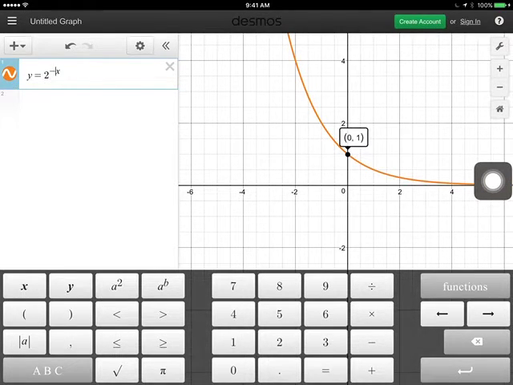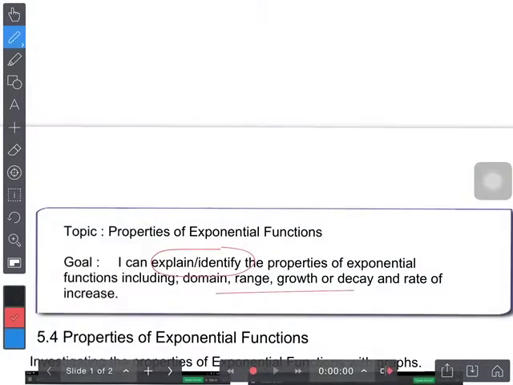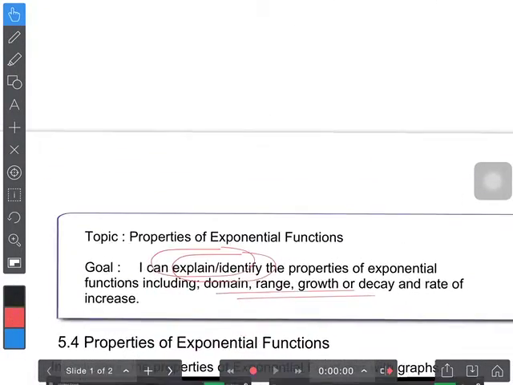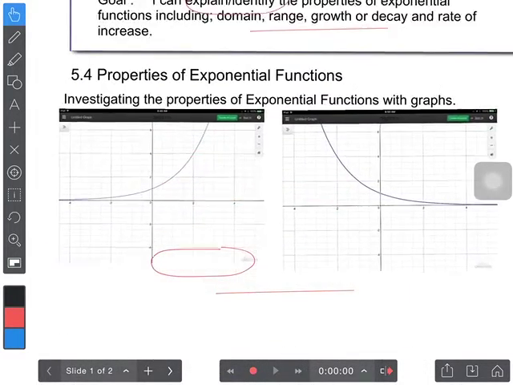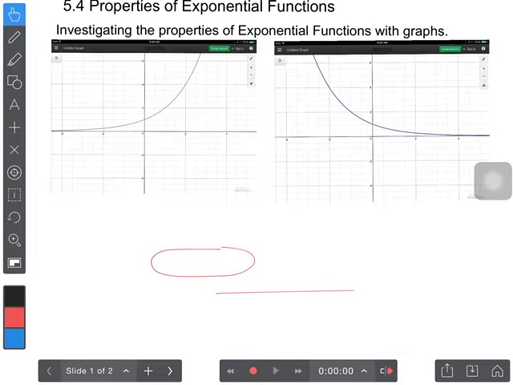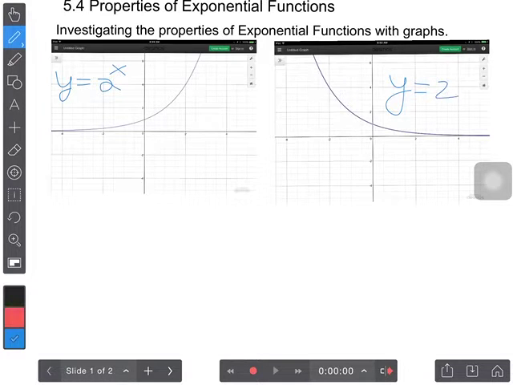So what I've done, I've taken a couple screen captures. What I need you to do in your note in the space provided here, I need you to sketch those two graphs right there. And on the one here, we're going to write y equals 2 to the positive x, and over here, this is y equals 2 to the negative x. So we need those general shapes because we're going to list the properties here.